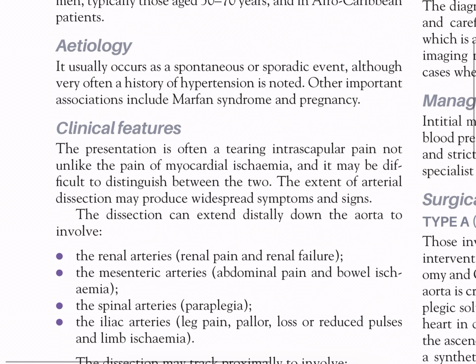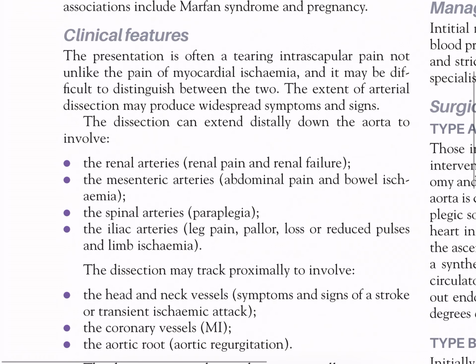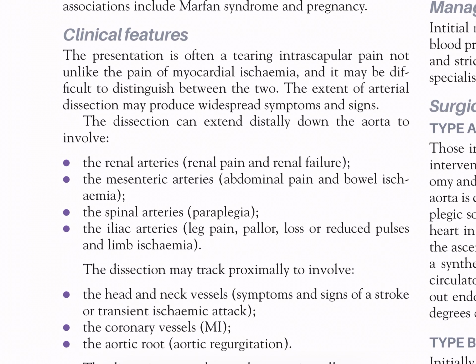Etiology: it usually occurs as a spontaneous or sporadic event, although very often a history of hypertension is noted. Other important associations include Marfan syndrome and pregnancy. Clinical features: the presentation is often a tearing interscapular pain, not unlike the pain of myocardial ischemia, and it may be difficult to distinguish between the two.